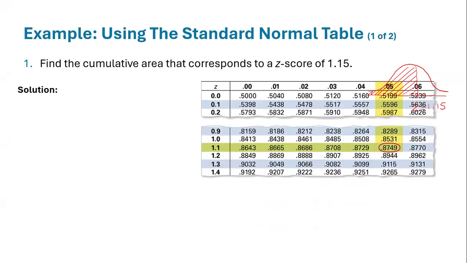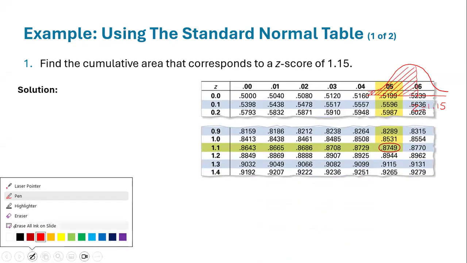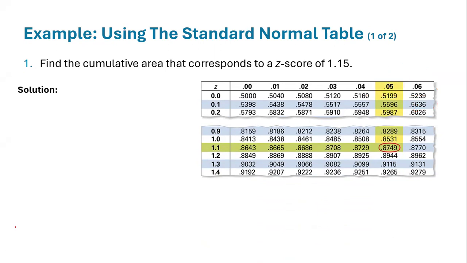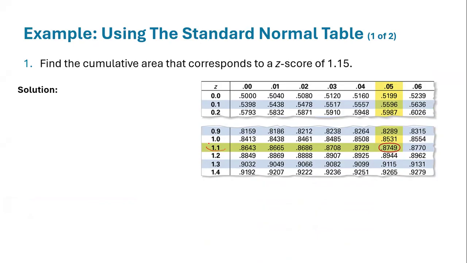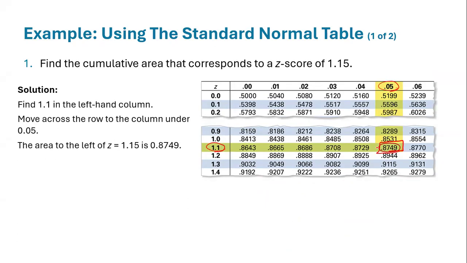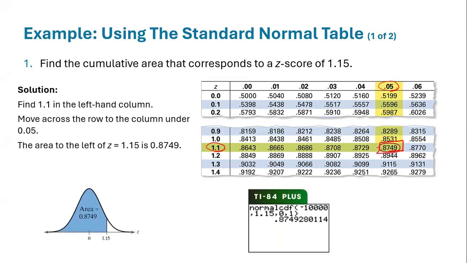And if we look at the z-table, you see 1.15, that means 1.1 on the left and 0.05 on the top, together gives you 1.15. And this number here, which is the intersection of these two values, is the area under the curve. So the area under the curve is 0.8749.